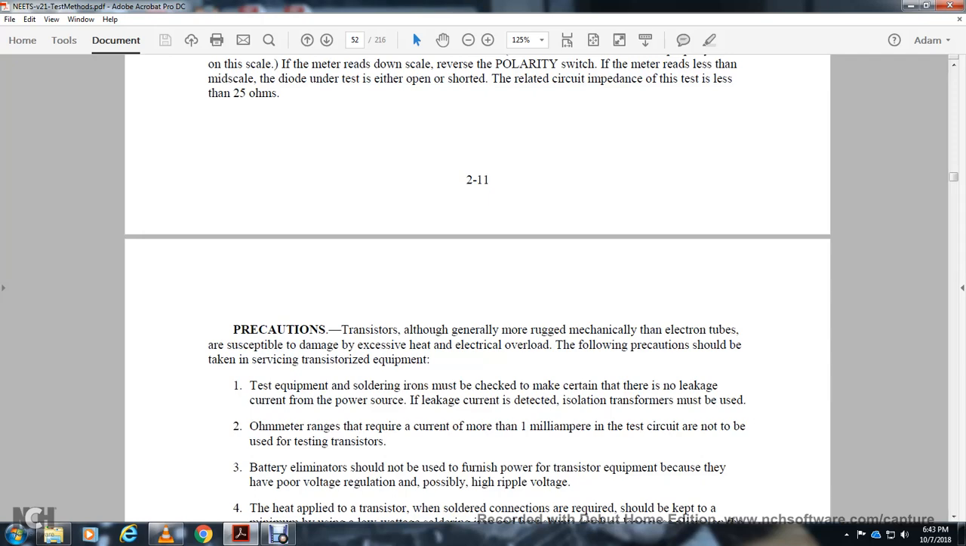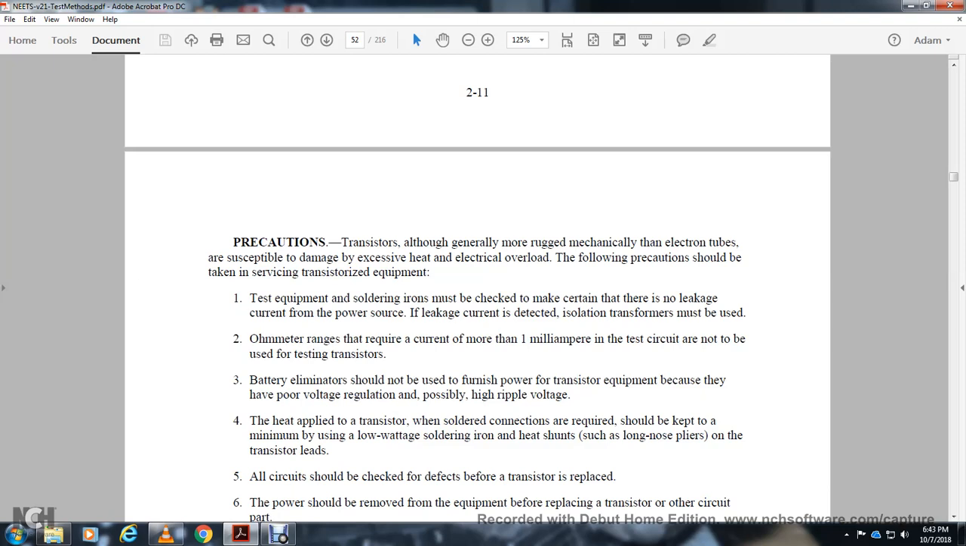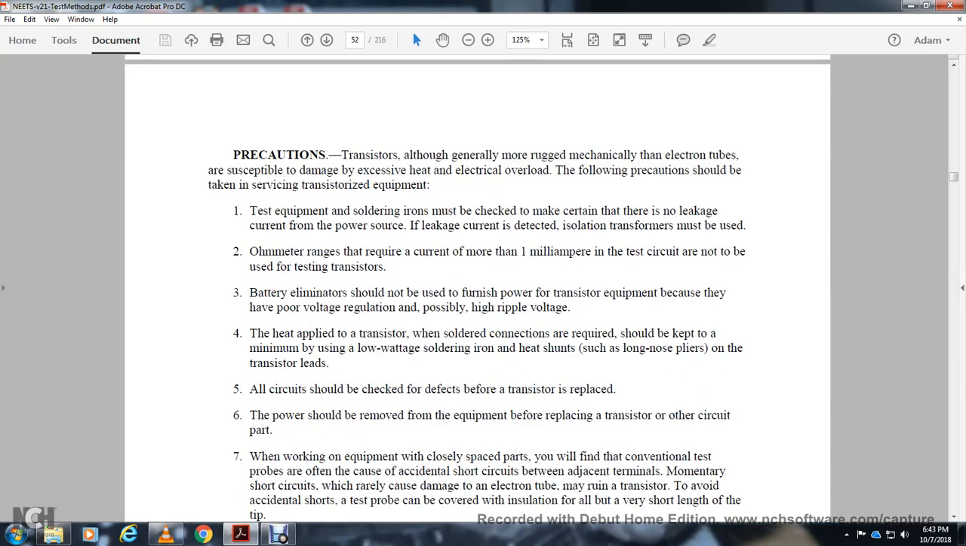Not to be used with the power supply of transistor equipment because of the poor voltage regulation and possibly high ripple voltage. Heat is a danger to transistors, so when soldered connections are required, keep heat to a minimum using a lower wattage soldering iron and a heat shunt such as long nose pliers on the transistor leads. All circuits should be checked for the defect before the transistor is replaced. The power should be removed from the equipment before the transistor is removed from the circuit.